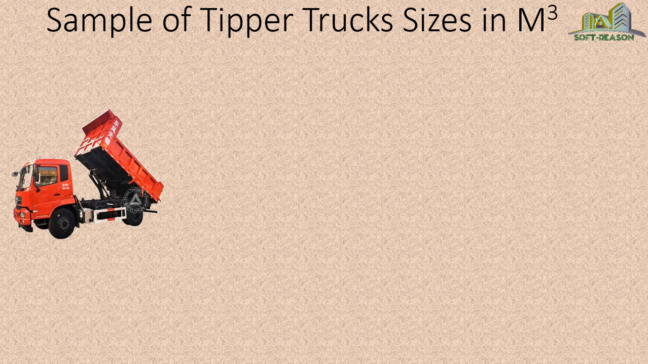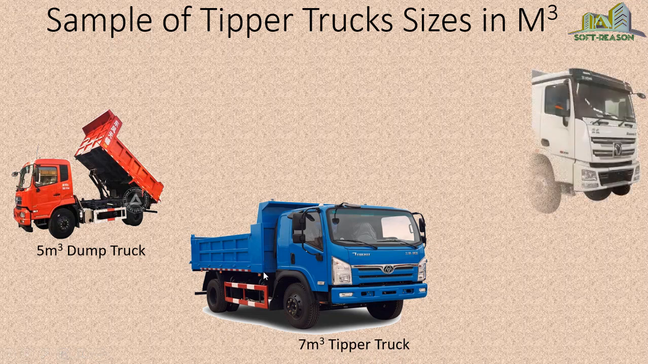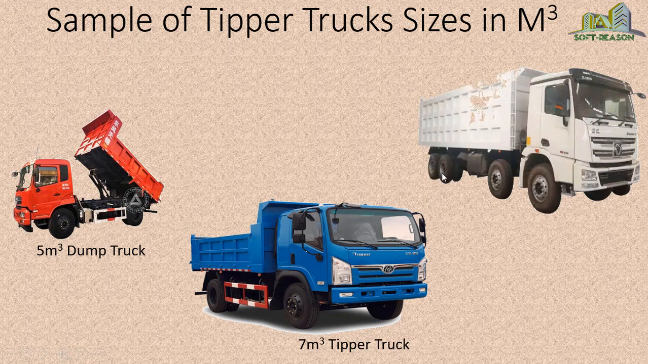We have this type of truck. This truck is 5 cubic meter dump truck. This size of truck. Alright. The second size of truck we'll be looking at is this. And this one is 7 cubic meter tipper truck. The third one we'll be looking at is this one. And the capacity is 16 cubic meter tipper truck.